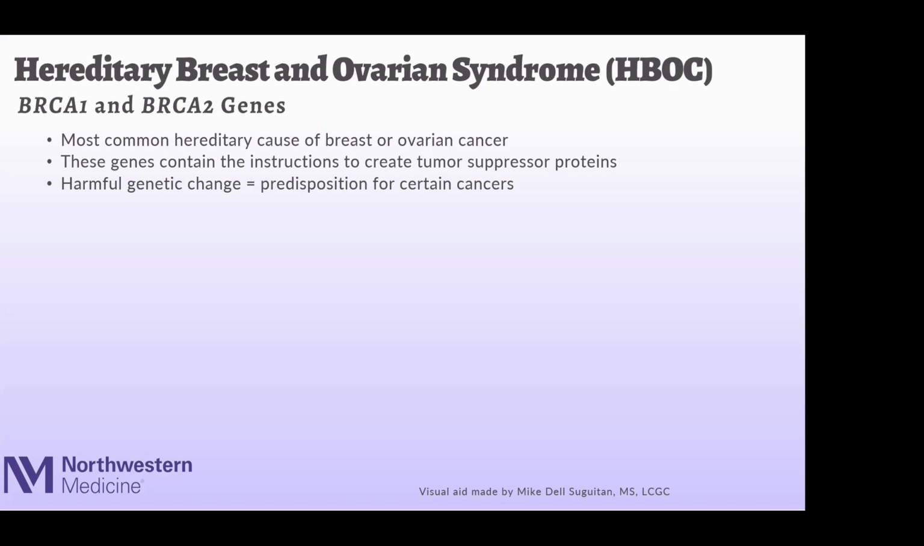So the first hereditary cancer syndrome I want to talk about is hereditary breast and ovarian cancer. This is caused by harmful genetic changes in the BRCA1 and BRCA2 genes, which are tumor suppressor genes, which essentially are a type of gene that regulate cell growth. So when a tumor suppressor gene has a harmful genetic change, uncontrolled cell growth may occur, which potentially could contribute to the increased risks for certain types of cancers.